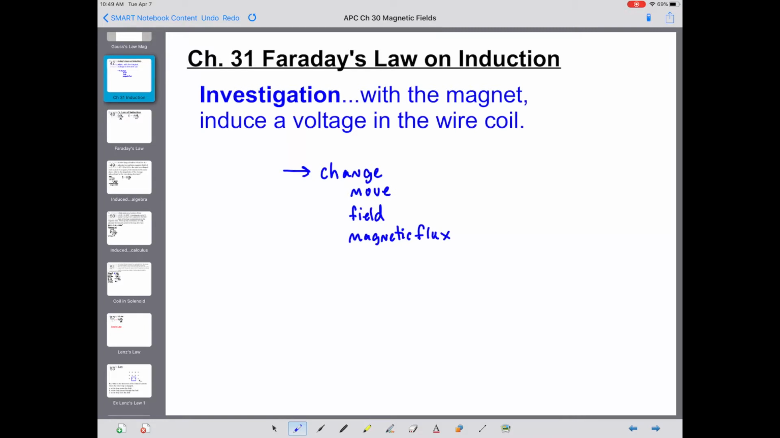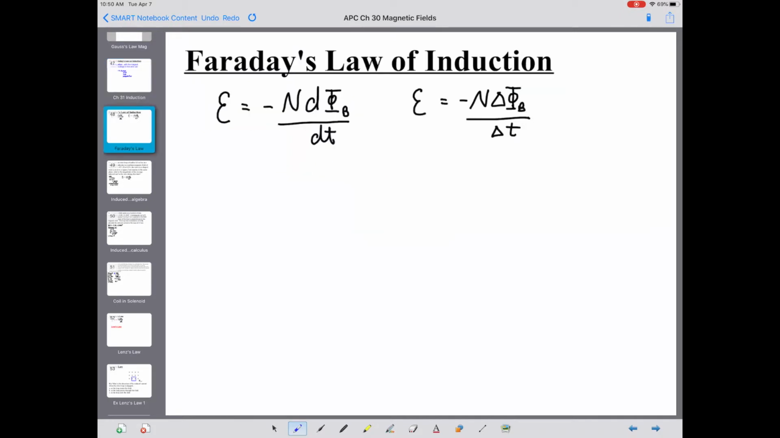You also had the ability to change the number of wraps in that coil. And when you change the number of wraps, basically what you're doing is you are multiplying the area that those field lines intercept. 1 circle versus 2 circles versus 3 circles, that's turning into a multiplier on that flux.